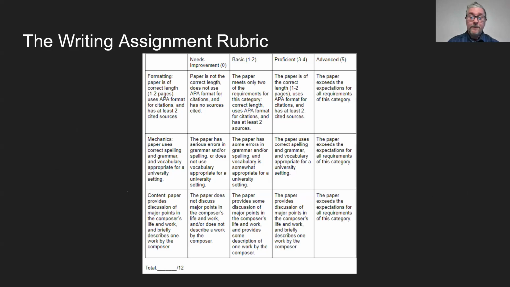The writing assignment rubric. What I expect, obviously, and you can see here, I've got some different terminology that I'm using, just to show different terminology that I've used. So you can take a look at this on your own here. But the thing to notice is, look down at the total. It's 12 points. Notice I've got 3 categories. 5 points is the highest. If the paper exceeds the expectations for all requirements in the category, I give them a bonus point. There's bonus points available on the writing assignment.